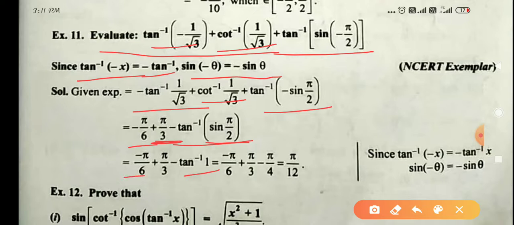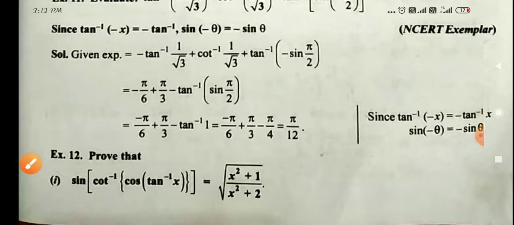So minus pi by 6 plus pi by 3 minus tan inverse 1. And tan inverse 1: in tan, this value 1 is for the angle pi by 4. So now minus pi by 6 plus pi by 3 minus pi by 4, you simplify it, pi by 12, the answer will come. So like this you can solve. One more example I am going to take.